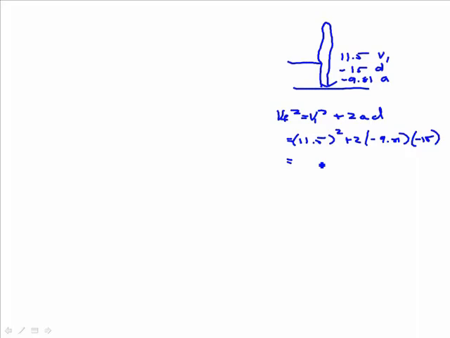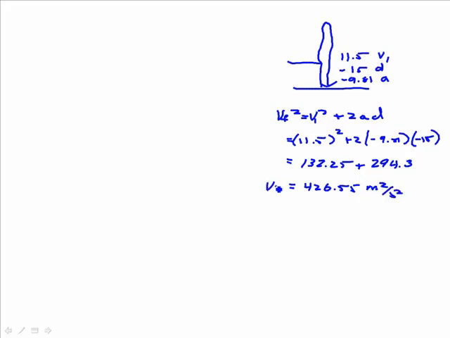which is 132.25, plus 2 times 9.81 times 15, which gives me 294.3. So we take the sum of those two, 132.25 plus 294.3, and we end up with 426.55 meters squared per second squared.